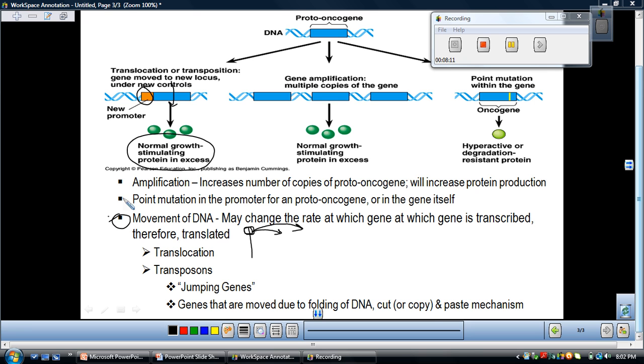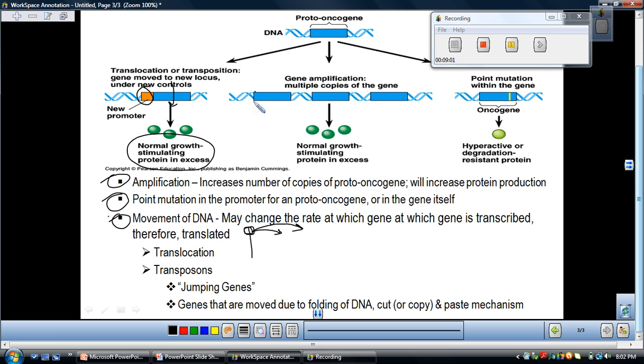Okay, another way that this can occur is a point mutation. A point mutation in the promoter for a proto-oncogene or in the gene itself. You can see it over here. So what you have is a hyperactive or degradation-resistant product. In other words, it's a product that resists being broken down, or it could be a hyperactive type of protein that's produced.